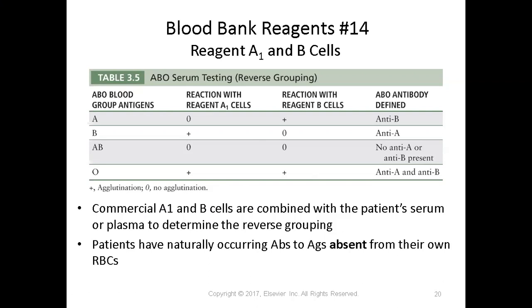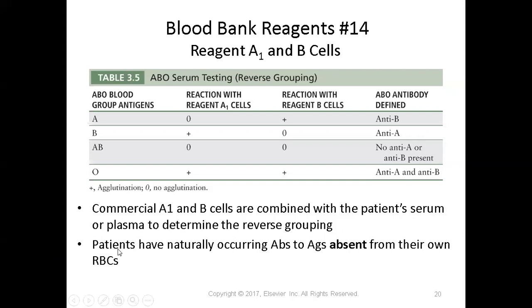And we're going to do our immediate spin testing in the same way. We're going to mix those tubes up a little bit, put them in our centrifuge, and centrifuge for 15 seconds at 3,500 RPMs. The same rules apply. We're going to look for agglutination, we're going to grade the strength of the reactions, and Landsteiner's rule is going to help us figure out if it makes sense.